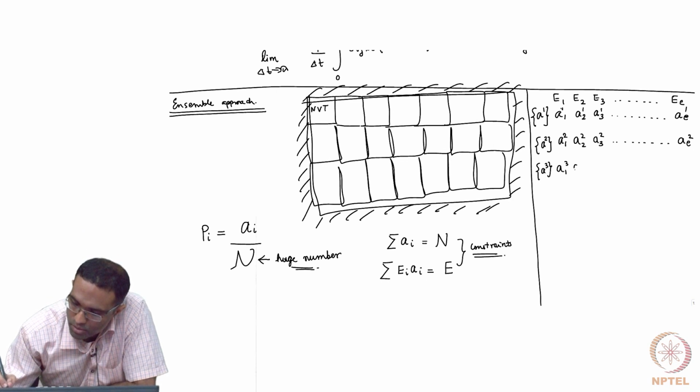This is the third distribution. What do the subscript and superscript mean? I will tell you.